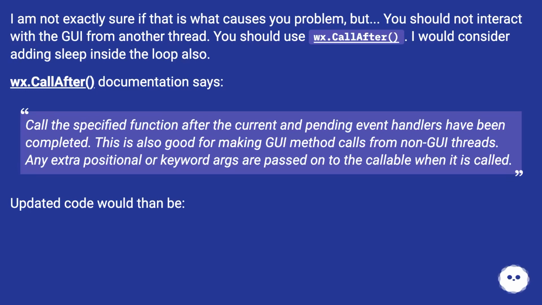wx.callAfter documentation says, call the specified function after the current and pending event handlers have been completed. This is also good for making GUI method calls from non-GUI threads. Any extra positional or keyword args are passed on to the callable when it is called. Updated code within B.